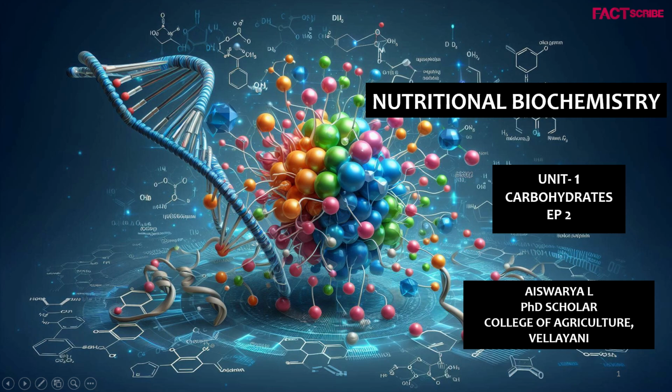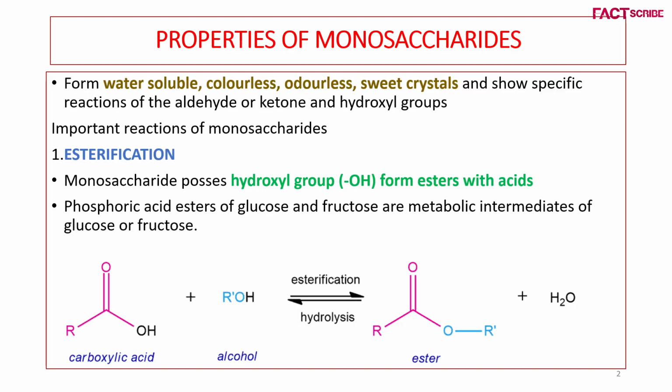All, let's continue to the next series of nutritional biochemistry, that is carbohydrate episode 2. What are the important properties of monosaccharides? These monosaccharides form water-soluble, colorless, odorless, sweet crystals, and they show a specific reaction to aldehyde or ketone and hydroxyl groups. Let's see about the important reactions of monosaccharides.